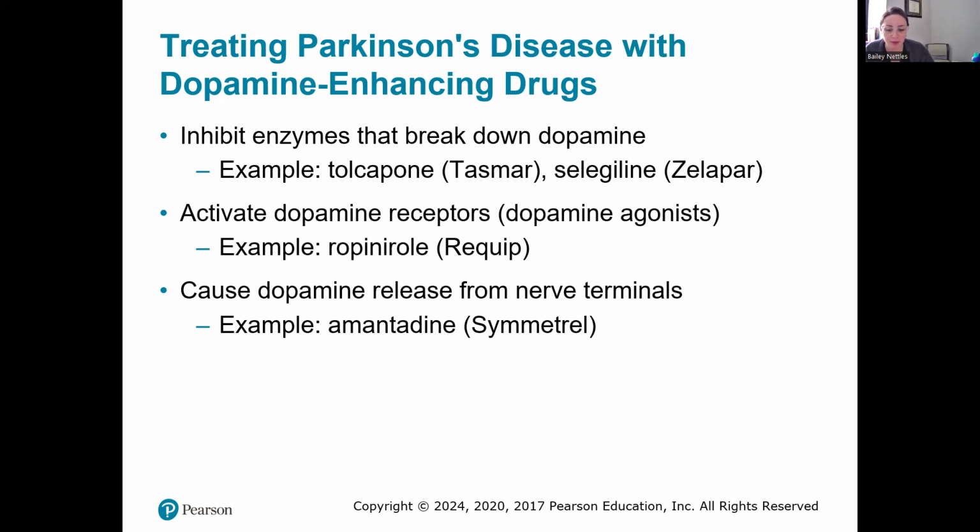Then we have the dopamine agonists, which activate dopamine receptors, and the other ones cause dopamine to release from the nerve terminals. These work very similar to the dopaminergics. Requip, ropinirole, is a super common drug. We use it a lot for restless leg, which can also be a symptom of decreased dopamine. It helps relax that feeling, and like it says, it activates dopamine receptors. They're similar to the levodopa side effects as well.